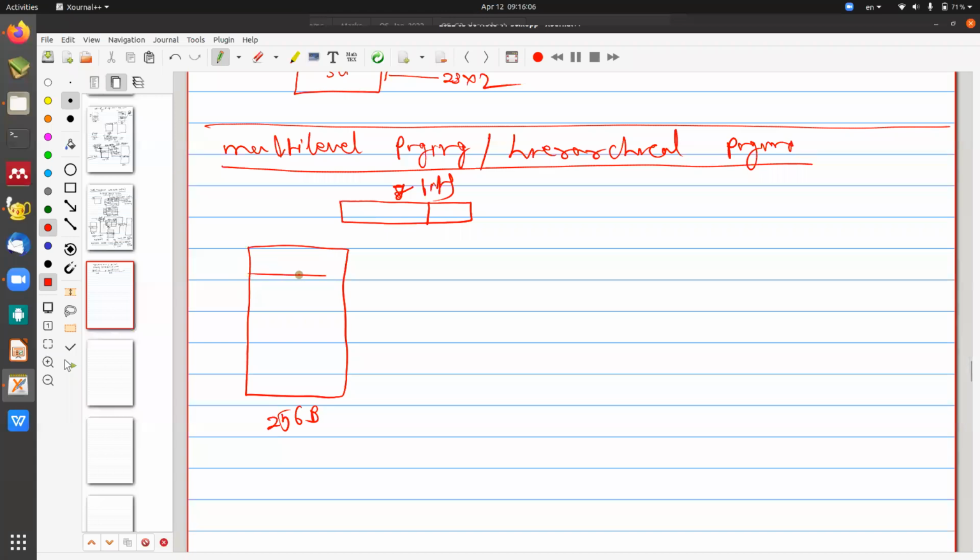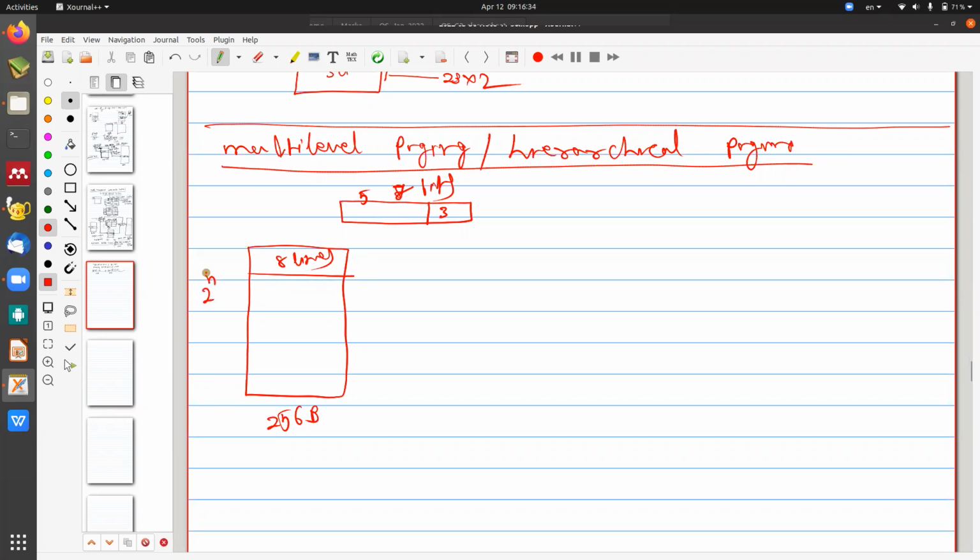Now the page size is 8 lines. Then how many bits are required to represent each line? 3 bits. If a page has 8 lines, in how many bits can each line be represented? 3 bits. Can you tell me what is the page number and what is the offset? Quick answer. Very nice. 3 is the offset and this 5 is the page number. Yes or no?